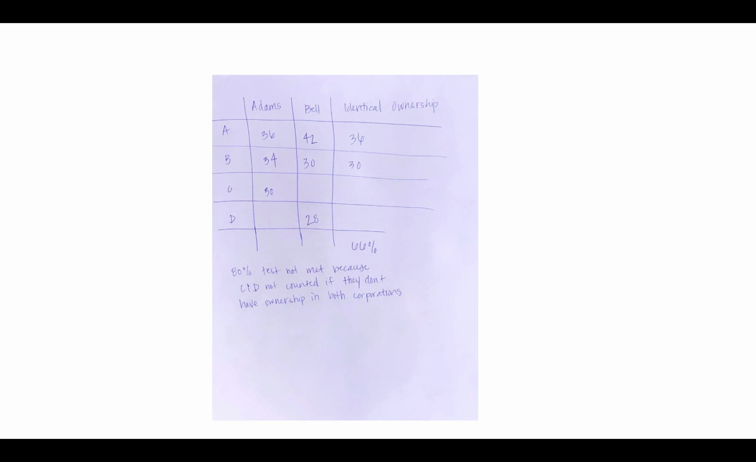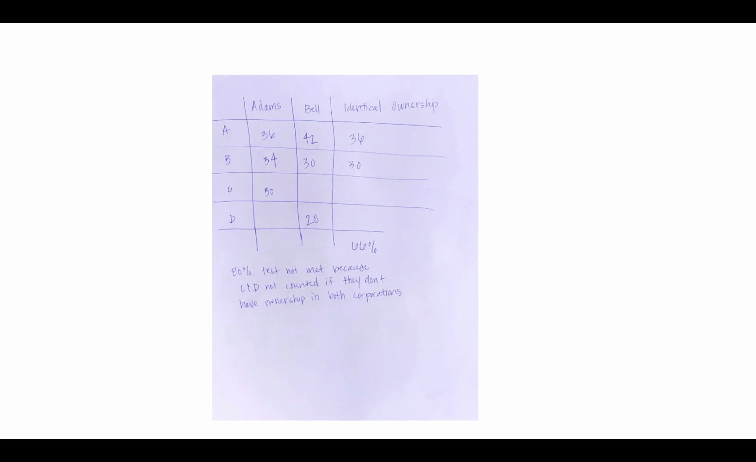All right, let's look again here at a similar but different example. So we still have Adams and Bell Corporation, and we still have shareholders A, B, C, and D. Now, however, C and D don't have ownership in both Adams and Bell. C has ownership in Adams, D has ownership in Bell. So that's going to change things a little bit. And when we look at common ownership, identical ownership, for shareholder A, they have 36% identical ownership in Adams and Bell. Shareholder B has 30%.